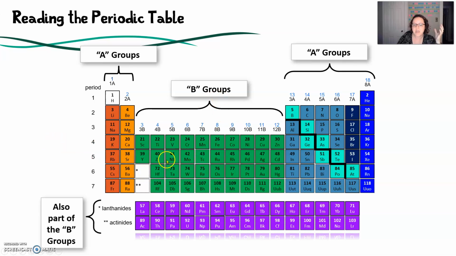Now, these B groups have unique properties from the main group elements, and so they're really the focus of another class, but we will work with many of the elements in the first row of the green block and some of the others that are kind of interspersed throughout here. So you will see some of these elements, but we won't really get into the nitty-gritty of their special properties in this class. So, this concludes the 4th and final mini lecture for chapter 2.